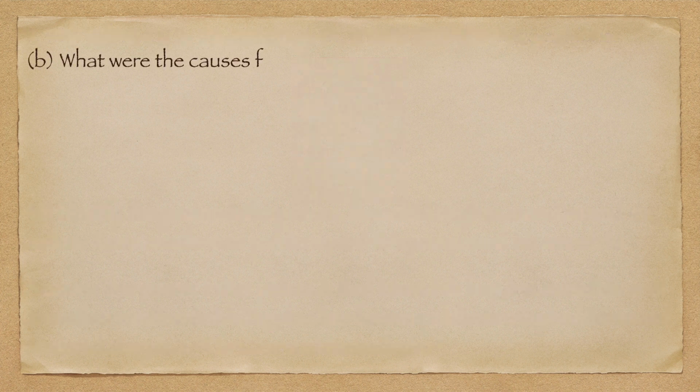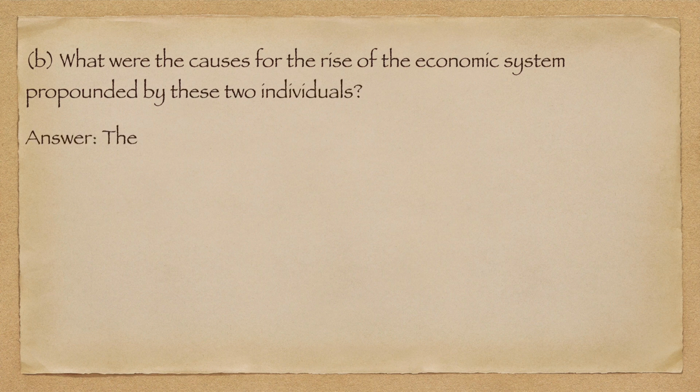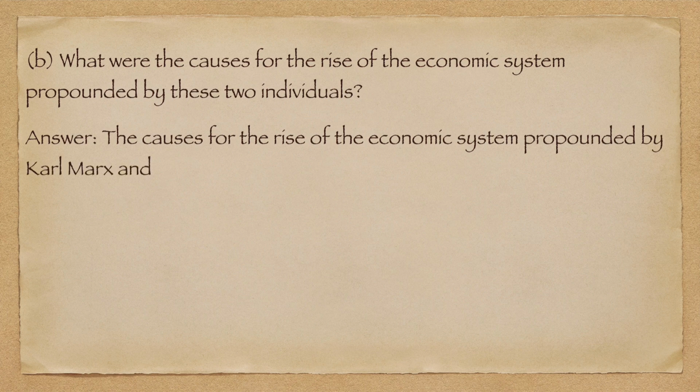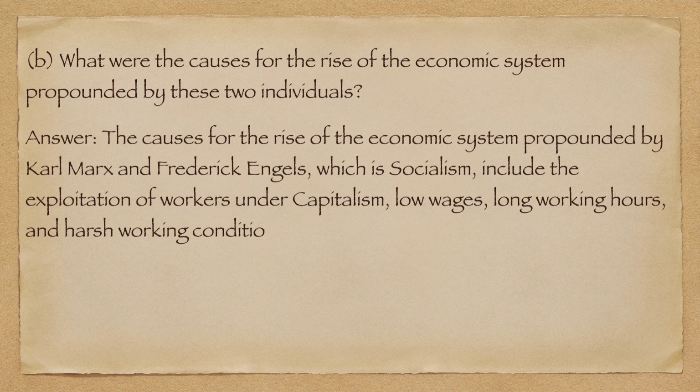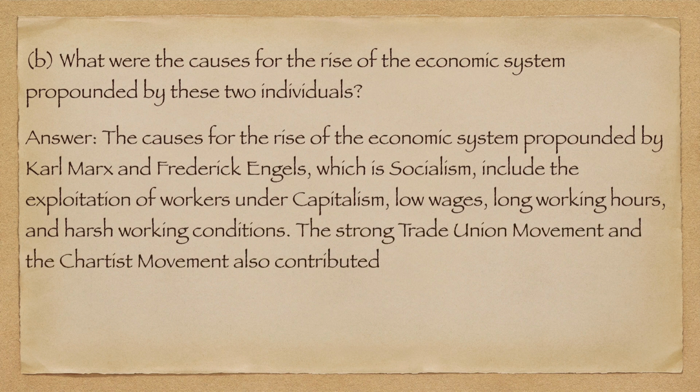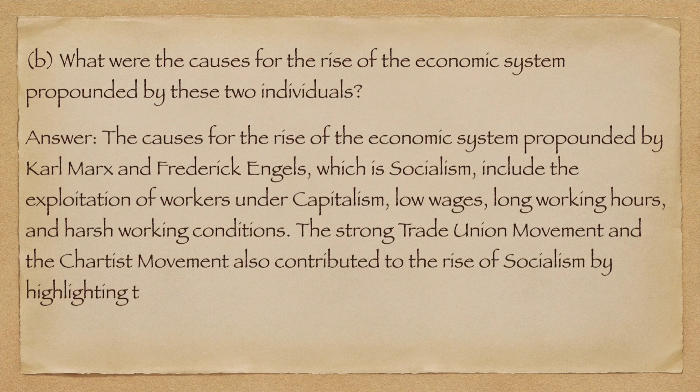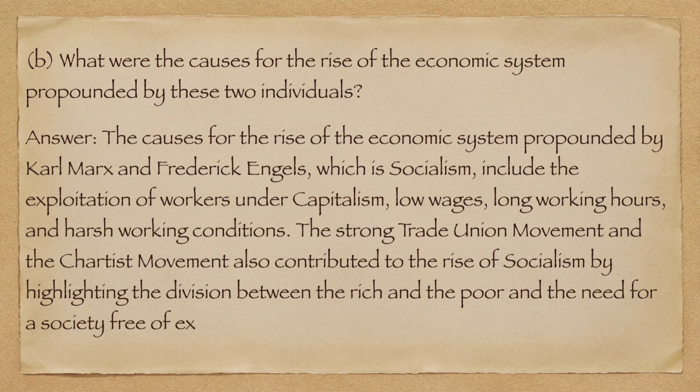B. What were the causes for the rise of the economic system propounded by these two individuals? Answer. The causes for the rise of the economic system propounded by Karl Marx and Friedrich Engels, which is socialism, include the exploitation of workers under capitalism, low wages, long working hours, and harsh working conditions. The strong trade union movement and the Chartist movement also contributed to the rise of socialism by highlighting the division between the rich and the poor and the need for a society free of exploitation.